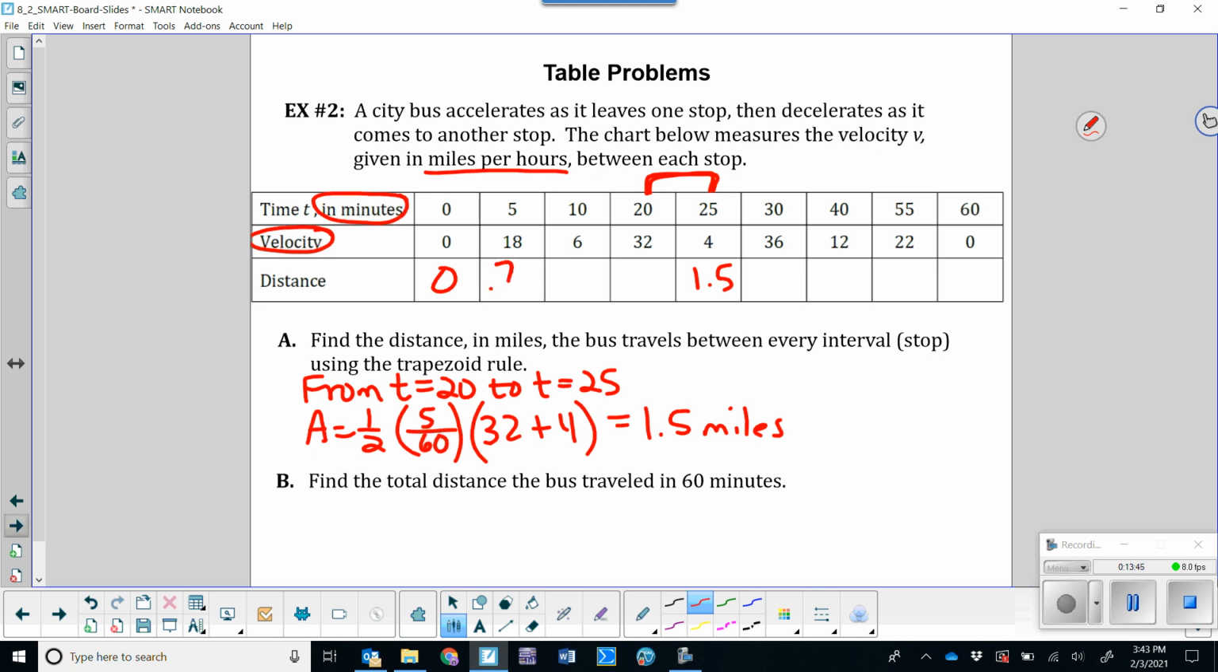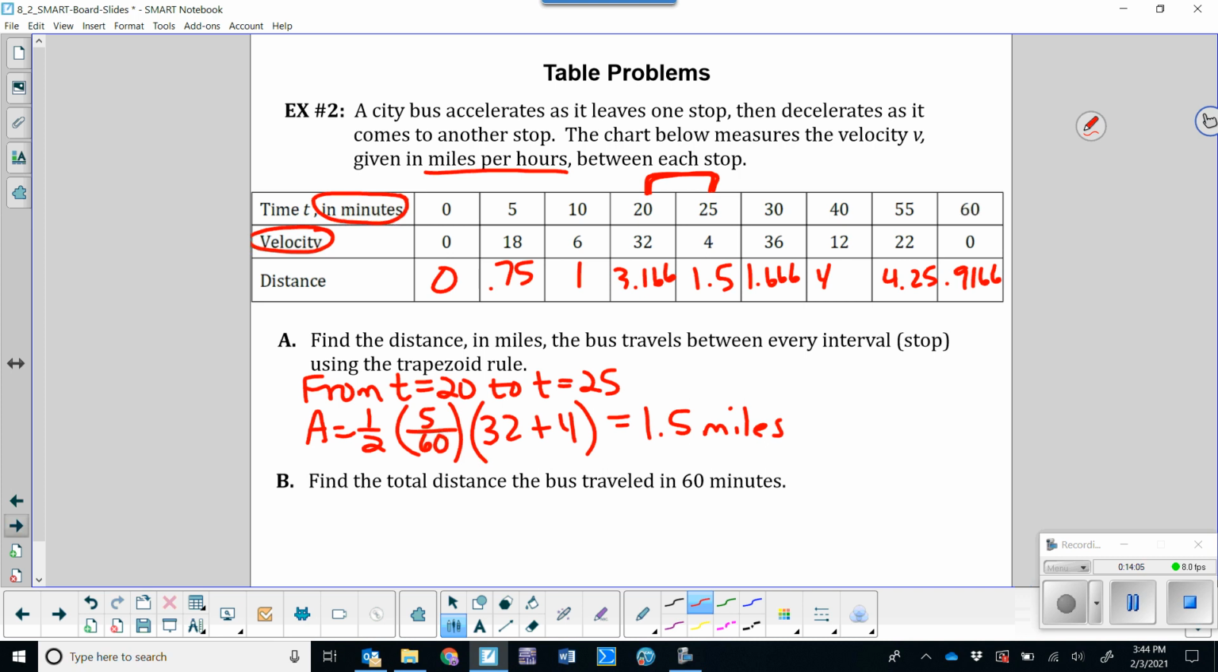So you may want to practice if you struggle with the trapezoid rule. I'm just going to write in the answers, and then you are more than welcome to practice some more of these and make sure you're getting them right. So you might just try like 55 to 60 and just do that and see what you get.